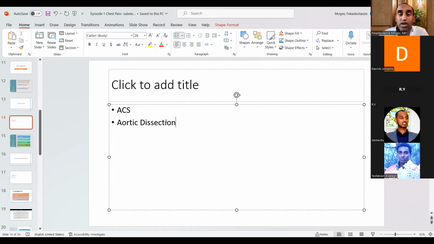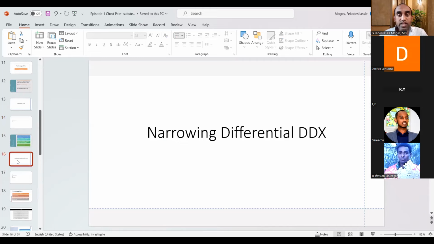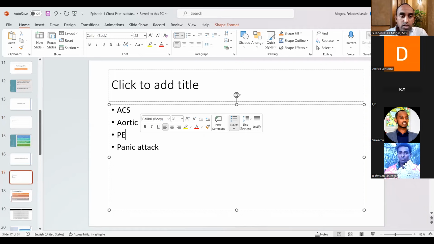So I love this. Now we have two competing differential diagnoses, ACS and aortic dissection. So what shall we do next? How can we differentiate between the two? Cardiac biomarker. Sending investigations. Thank you. So what investigations do you want to do? Cardiac biomarkers. ECG.